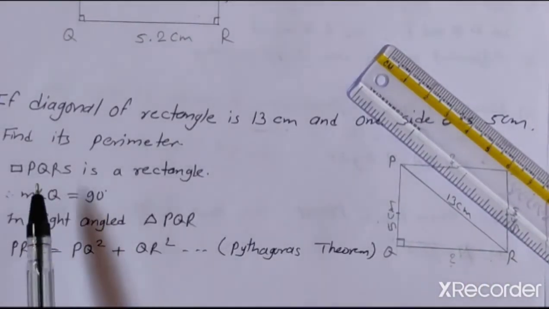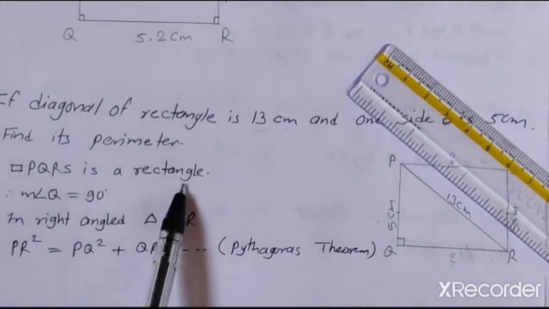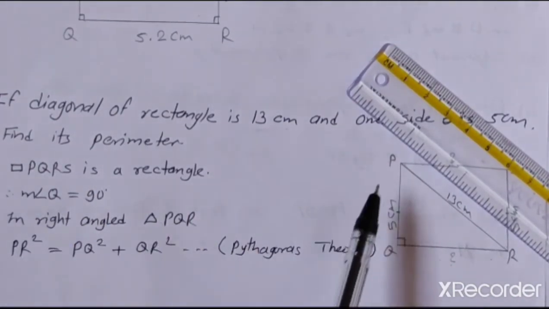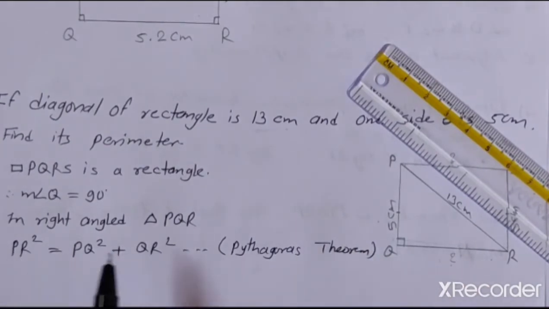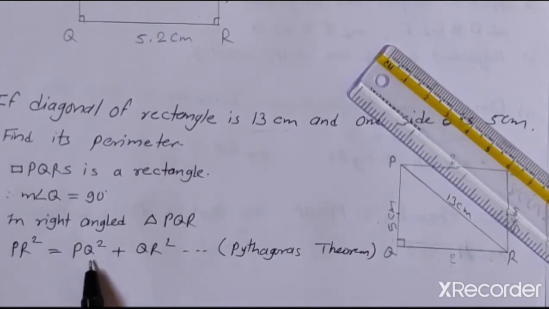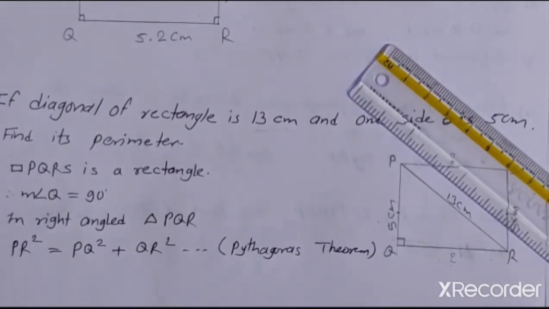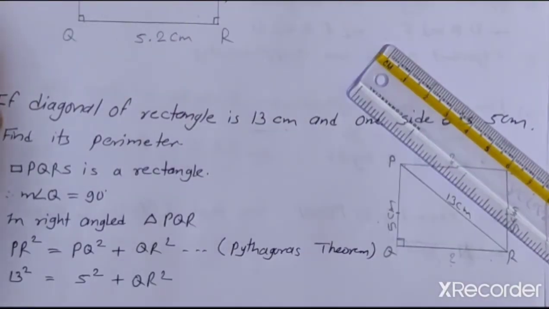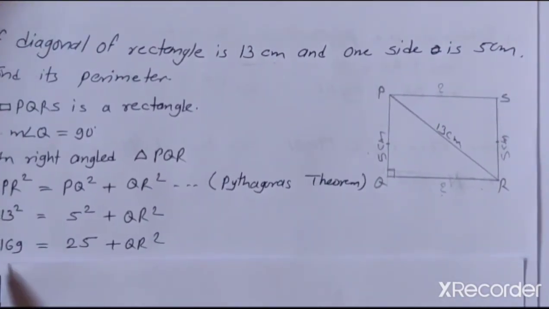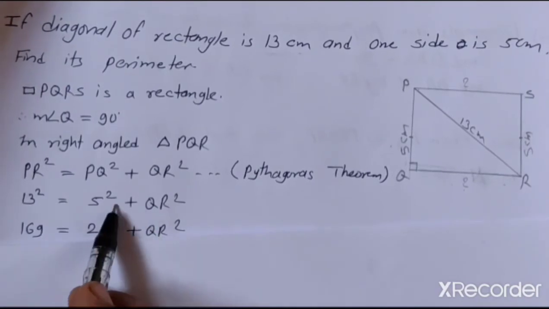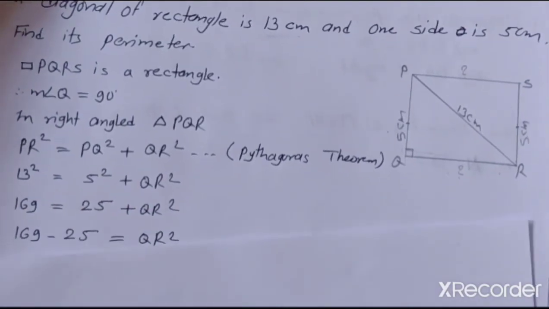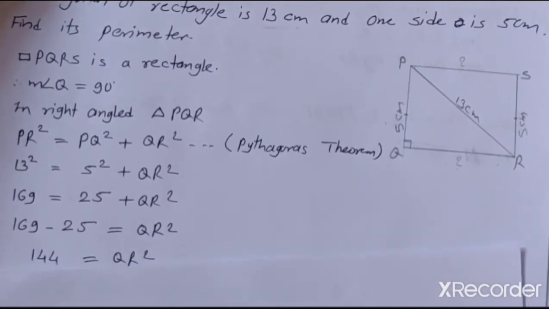Therefore, from this figure, this quadrilateral is a rectangle. This angle Q is equal to 90 degrees. So in this right angle triangle PQR, hypotenuse square is equal to side 1 square plus side 2 square. Let us substitute its values from this figure. Now the square of 13 is equal to 169, and the square of 5 is 25. Take this 25 to the other side, so it becomes minus, and the subtraction is equal to 144.